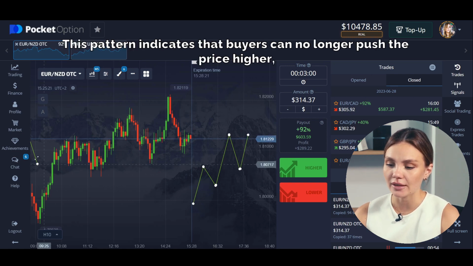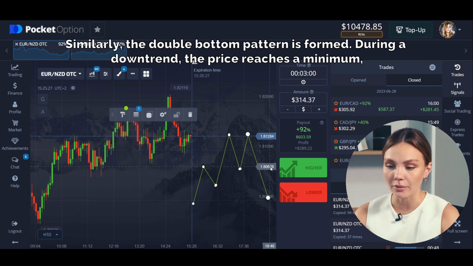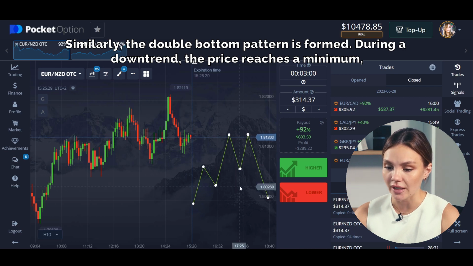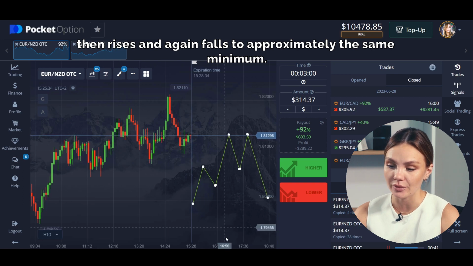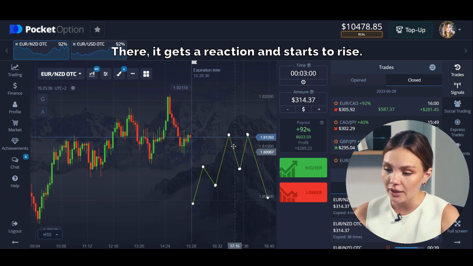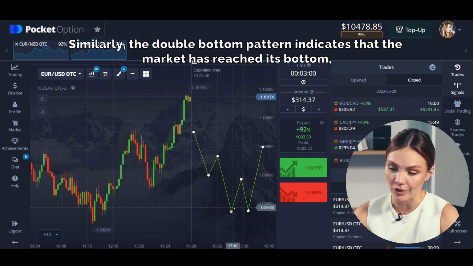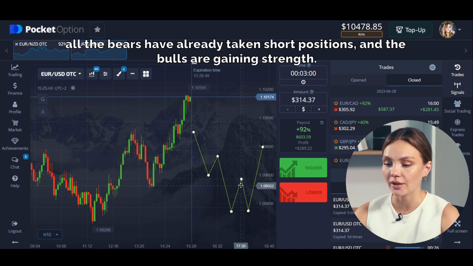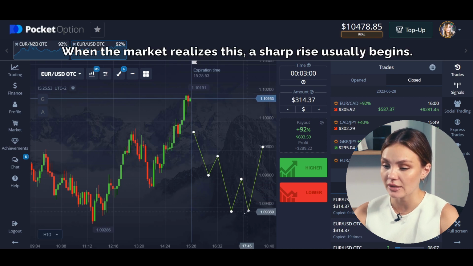This pattern indicates that buyers can no longer push the price higher, that everyone who wanted to buy the asset already did so. Similarly, the double bottom pattern is formed. During a downtrend, the price reaches a minimum, then rises and again falls to approximately the same minimum. There, it gets a reaction and starts to rise. Similarly, the double bottom pattern indicates that the market has reached its bottom. All the bears have already taken short positions and the bulls are gaining strength. When the market realizes this, a sharp rise usually begins.